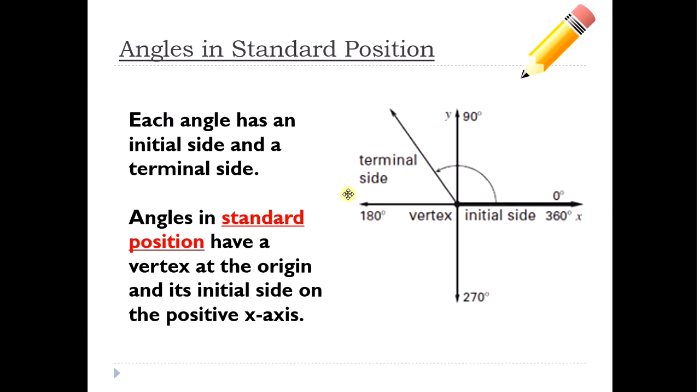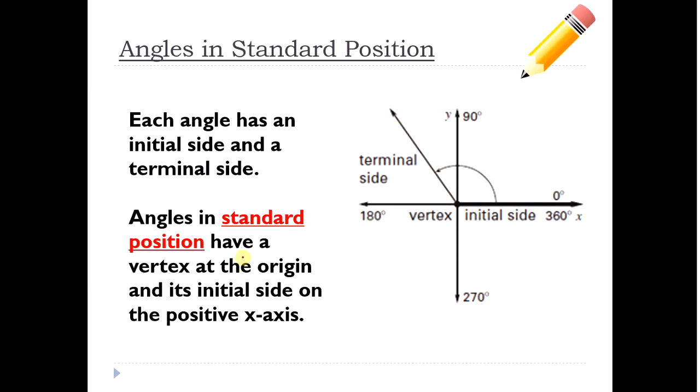So, angles in standard position. You've heard of angles before in geometry, so we're going to apply that now to sine, cosine, and tangent. Each angle has an initial side and a terminal side. The initial side is of course at 0 right here. So it's always going to start right here, the positive x-axis. And the terminal side is where that angle is done sweeping out.